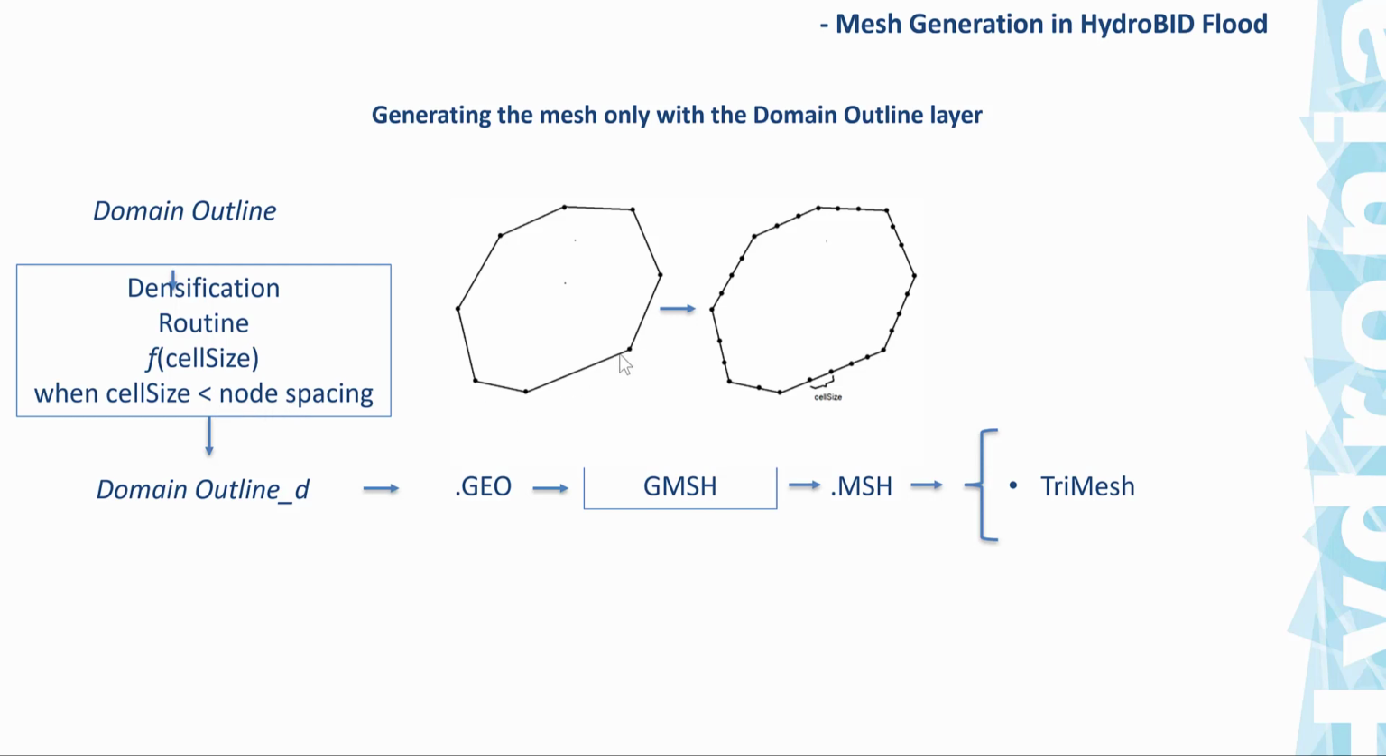Okay, that's very important to keep in mind, because if that would not be the case, if you would have a node spacing that would be smaller than this cell size, then the node spacing will be the one that will control the size of the cell.